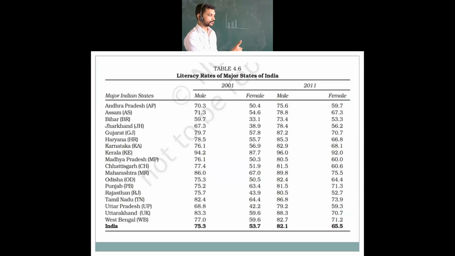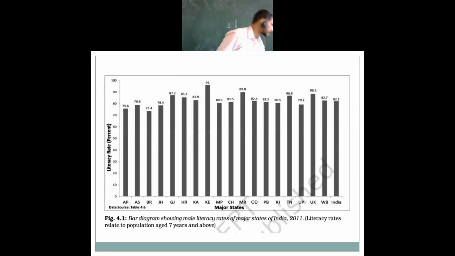India's overall literacy rate: on an average, 82.1 people are literate in India. Okay, so this is the information you can see. Then let's go to this. This is the information which has been presented: a simple bar diagram showing male literacy rates of major states of India, 2011.